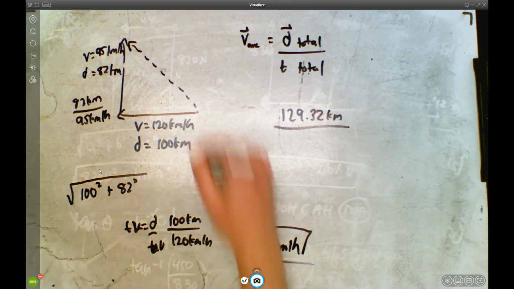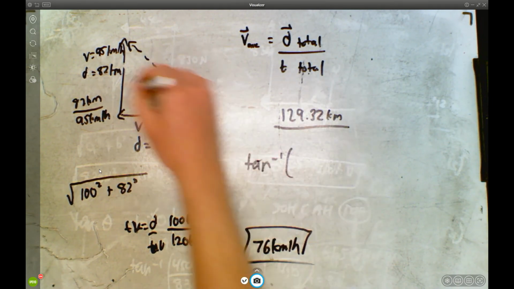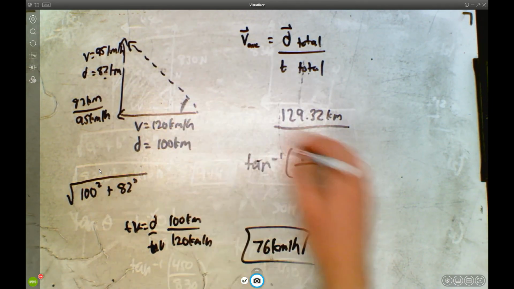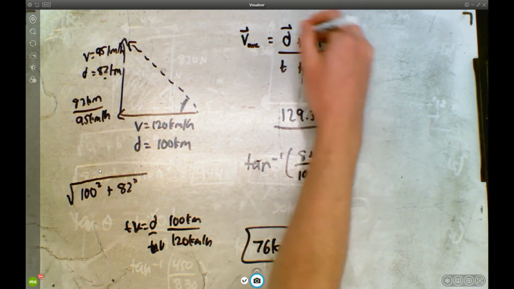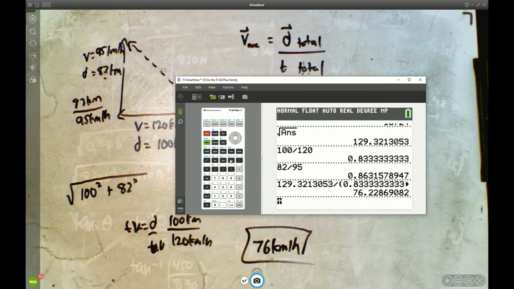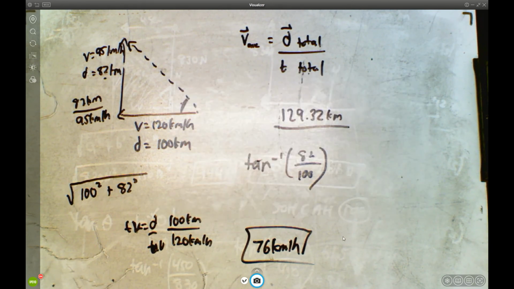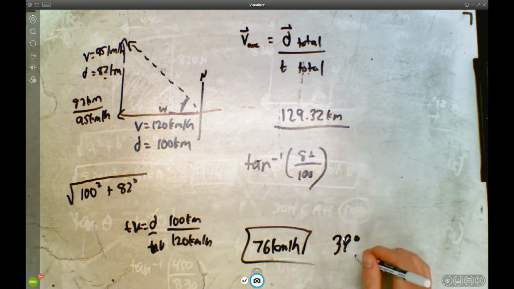So our angle is going to be here, so we just have to tan⁻¹ opposite, which is 82, over adjacent, which is 100, because our direction would come from our displacement there. So if I go tan⁻¹ of 82 over 100, I end up getting 39 degrees, and that 39 degrees north of west.